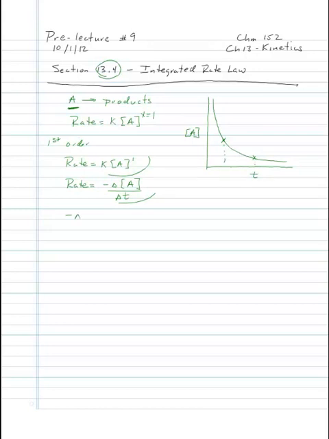So we can write delta A over delta t. And remember, it has a negative sign because the reactant concentration decreases as the reaction runs. So again, this is first order. Now, we can rearrange this and get the concentration terms on one side and the time term on the other. So I'm going to multiply through by delta t. I'm also going to divide by the concentration of A, and I end up with this equation here.